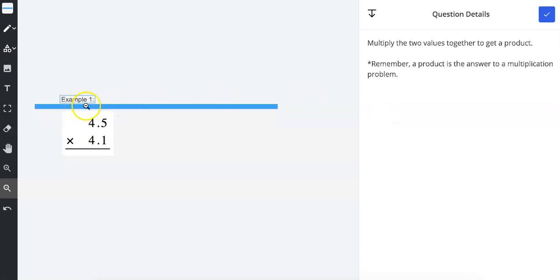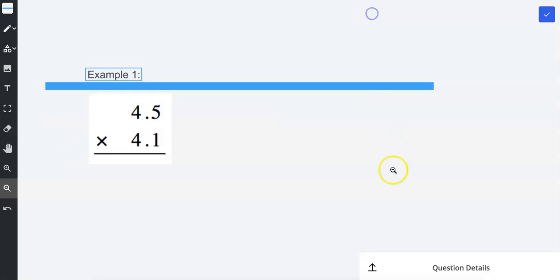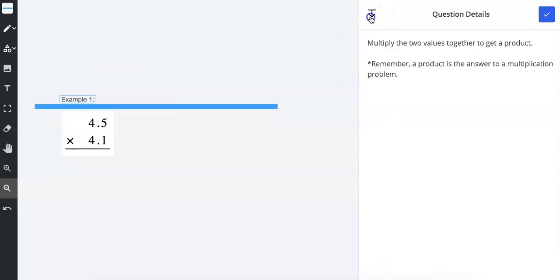Example 1. Multiply the two values together to get a product. Remember, a product is the answer to a multiplication problem. Now that I've read the directions, I'm going to click this arrow to remove the question details. Well, I just placed them at the bottom of the screen.